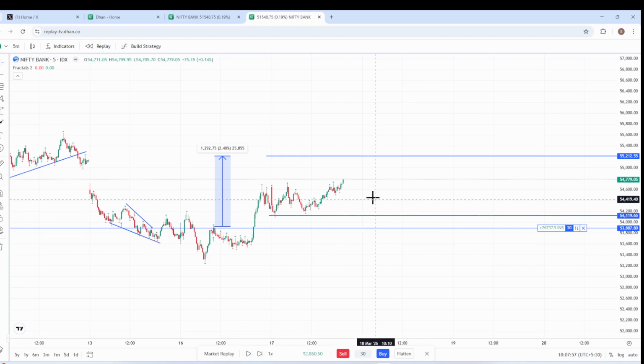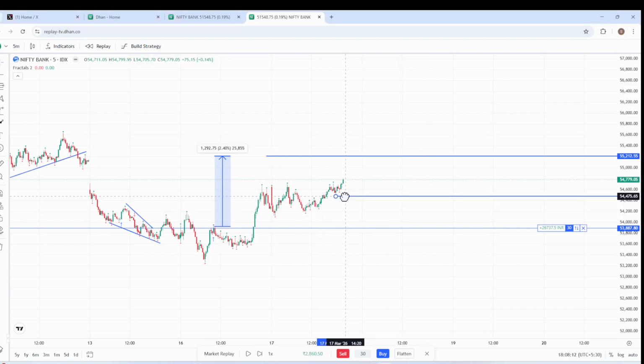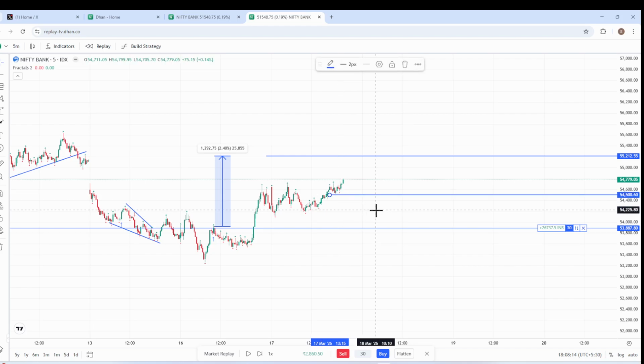Now I pause it. The new high has been made breaking these previous fractals, right? This fractal, this fractal, this fractal, the new high has been made. Now our stop trails from this to this. Please observe.